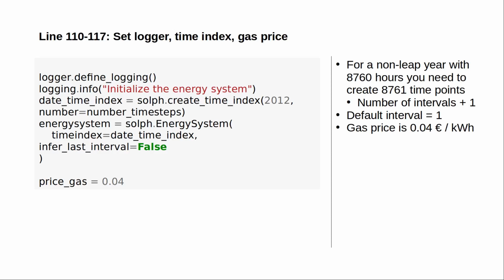If you go to the next lines, you can see that the logger is initiated. You can see that the time index is created, creating the 8,761 time points, which is the number of intervals in a year plus 1. And the default interval is 1, because Oemof.Solph is basically assuming that you are working with hours, which in our case is the case. The gas price is set to 4 cent per kilowatt hour, or 0.04 euro per kilowatt hour. It's basically just monetary units, and it could be anything you want it to be.